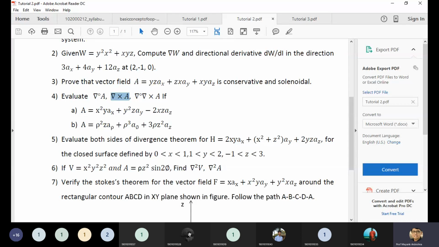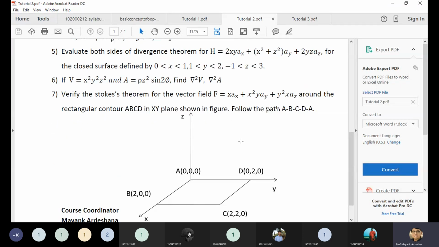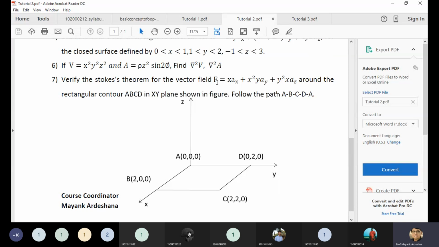And for the last one, you have to prove Stokes theorem. For Stokes theorem, the path is given. Stokes theorem gives the relation between the surface and the line. You can see this figure, which is a surface located in the xy plane, with points A, B, C and D marking the path they are following, which has some coordinates.